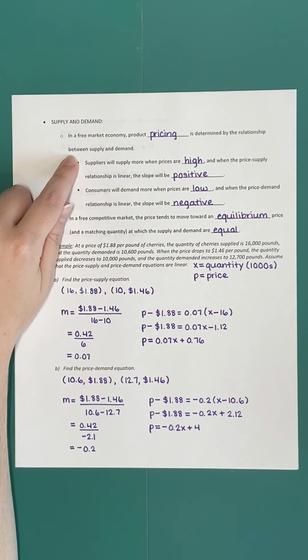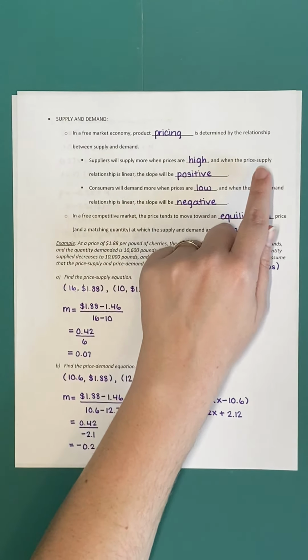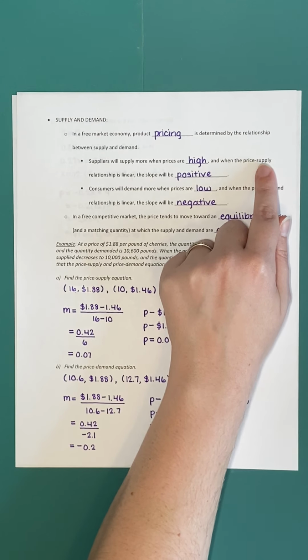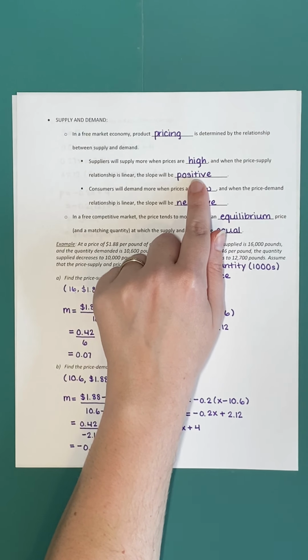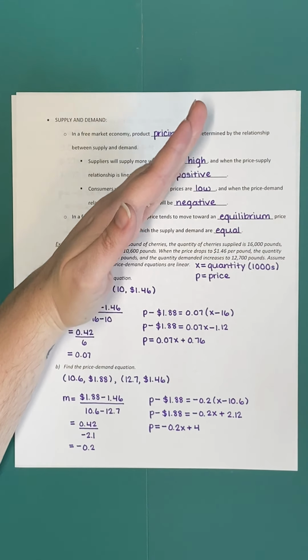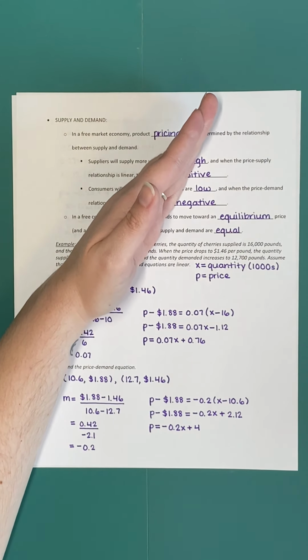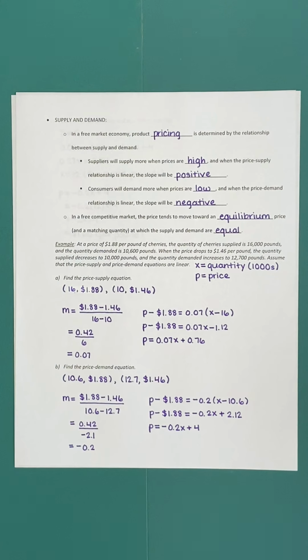So in general, suppliers, the people making the product, will supply more when prices are high. Why is that? Well, that's because they're planning on making more money. The higher they can charge, the more money they expect to make off of their items that they're selling. And when the price-supply relationship, think of that as an equation, price is one of the variables, supply, or the amount supplied, is another variable. In this case, the slope of that line will be positive. So we can think of that as a line that's oriented like this. Going from left to right, it's oriented upwards. So as the price increases, the quantity supplied also increases.